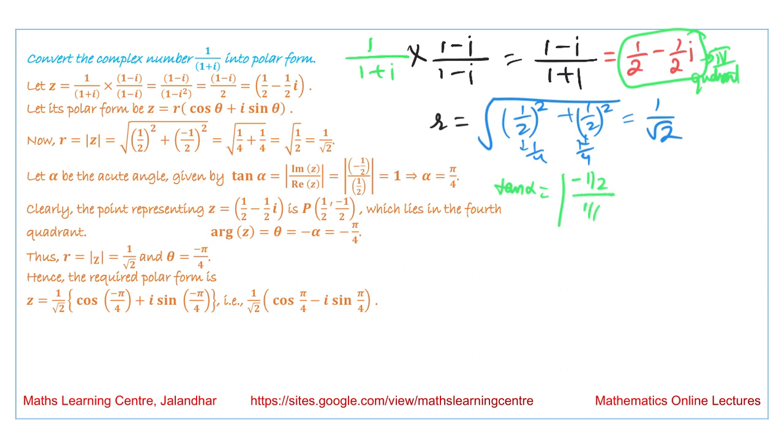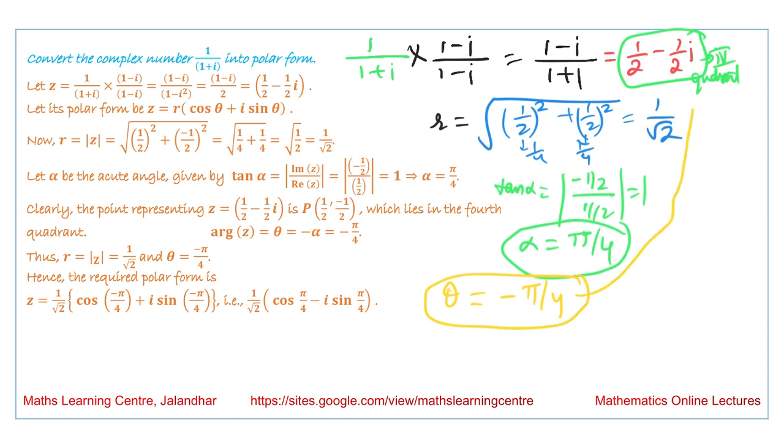So if we calculate the value of tan alpha, that will be mod of minus 1 by 2 by 1 by 2, that is equal to 1. So the value of alpha we will obtain is equal to pi by 4. The value of theta we will have is equal to minus pi by 4, because this number is lying in the fourth quadrant.